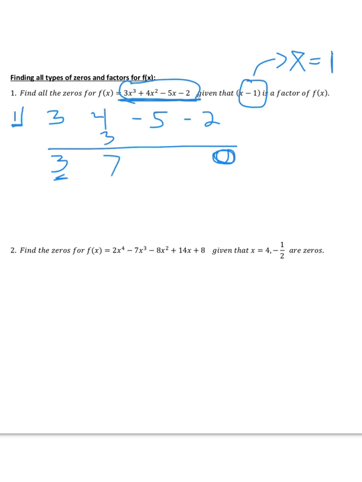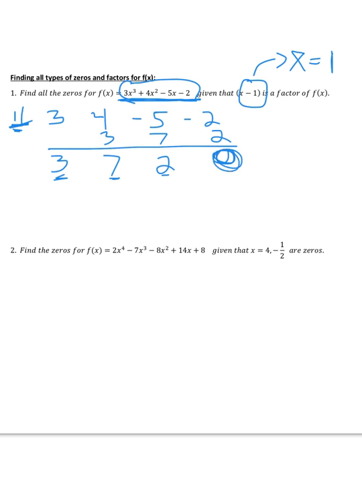And then you multiply this 1 and this 7. So 1 times 7 is 7. And then when we add negative 5 and 7, we get 2. 2 times this 1 gives us 2, and it works out. When I add these, negative 2 and 2 cancel out, and we get this 0.